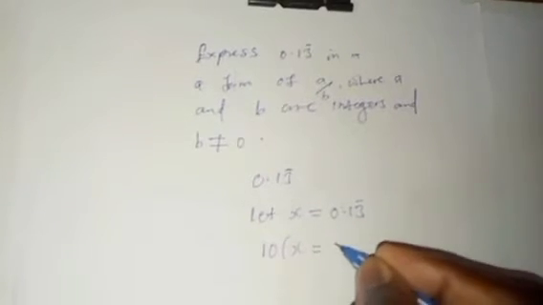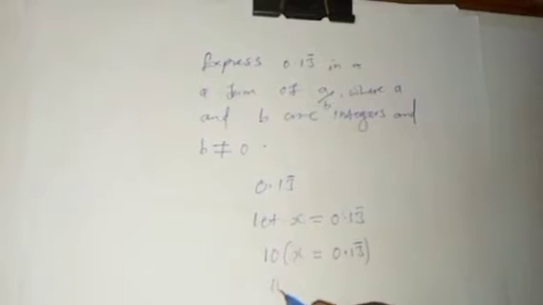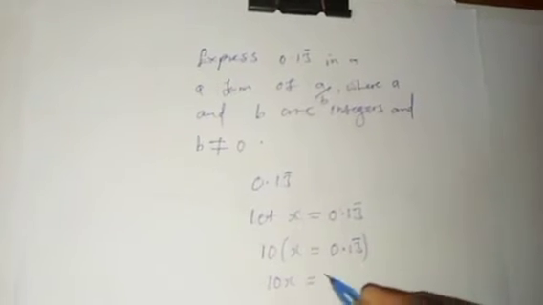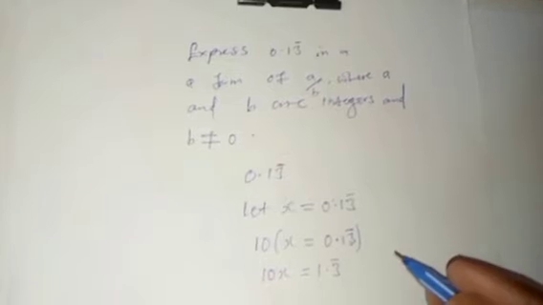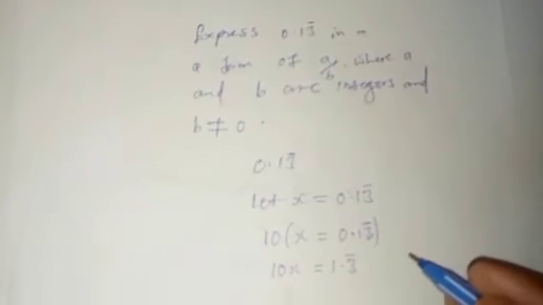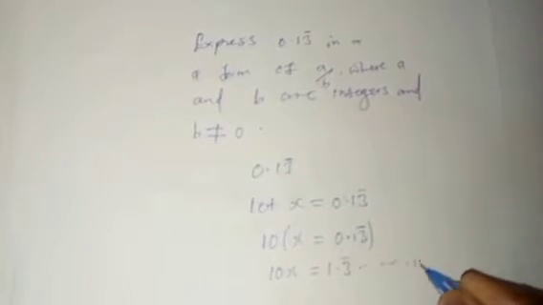I'll say x equal to 0.13 bar. So we're going to get 10x equal to 1.3 bar. The meaning of this bar is that you have 0.333, and then my 3 will just keep on going without ending, repeating itself. So this becomes my first expression.